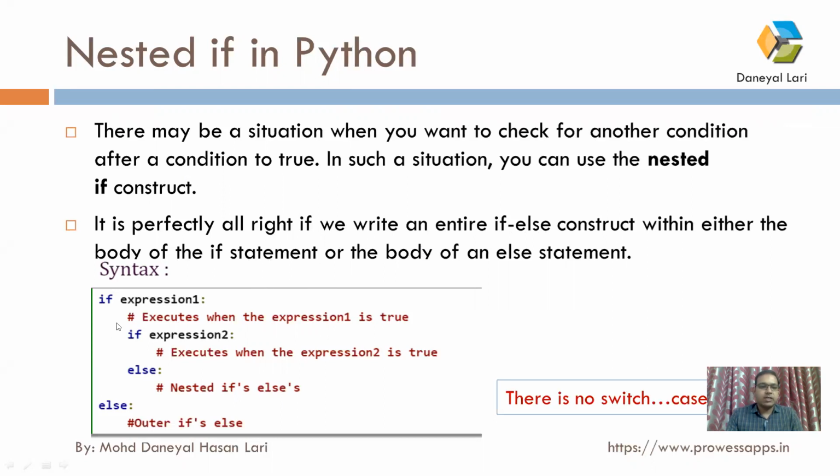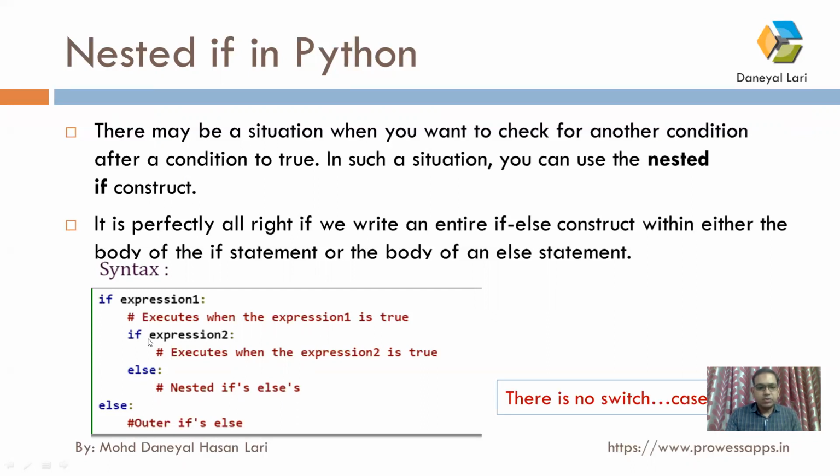So look at the syntax. First if, and we write expression 1. If this expression gets true, we want to check another expression, so if expression 2. This expression is purely dependent on expression 1. If expression 1 is false, then expression 2 will not be checked at all. And yes, we can have an else part for this if block.